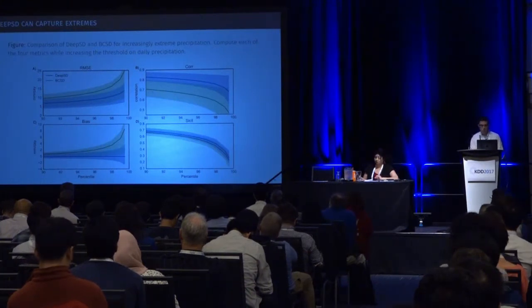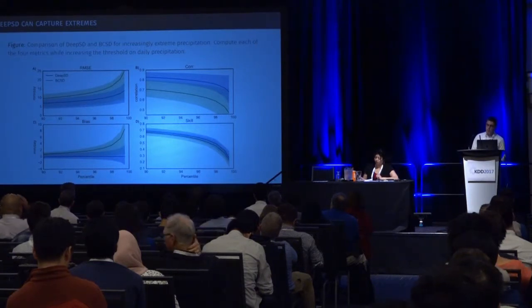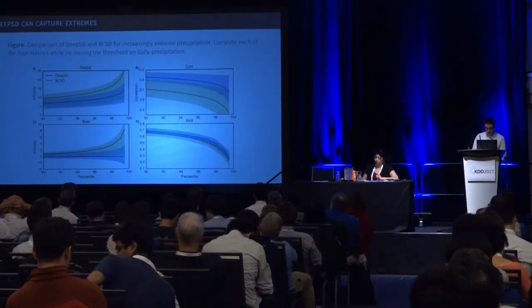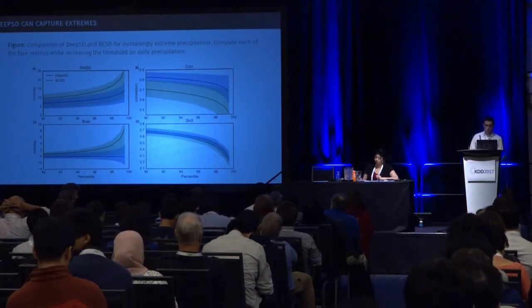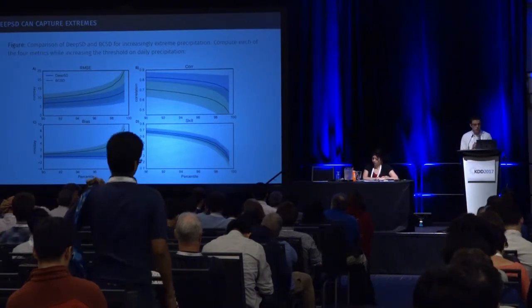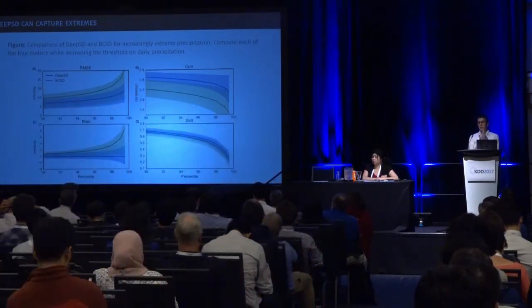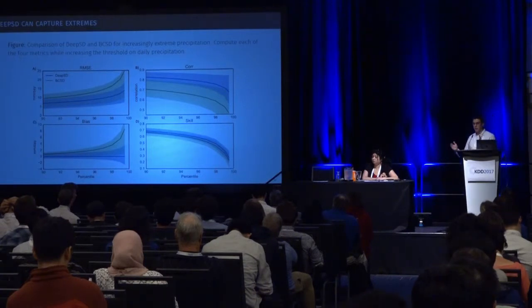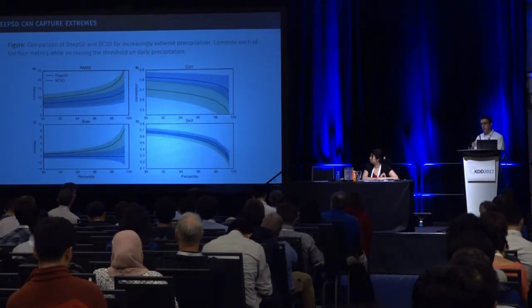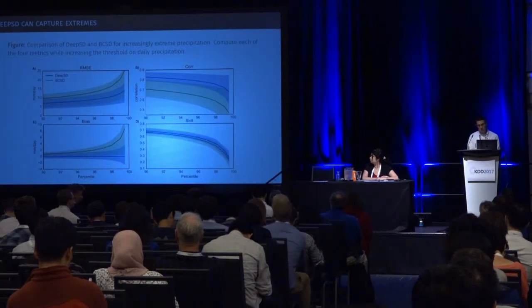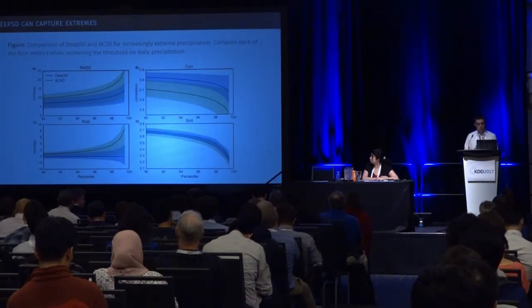One of the questions is, can we capture extremes? This is very important. Our process is that we take the 90th percentile. So we take all observations that are greater than the 90th percentile, the top 10% of precipitation days, and we can compute the same metrics as we did before. We can actually keep increasing this threshold and see how we're doing at higher extremes.